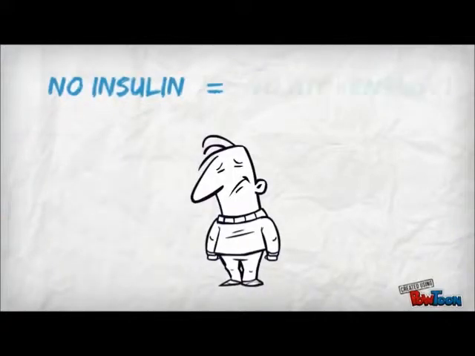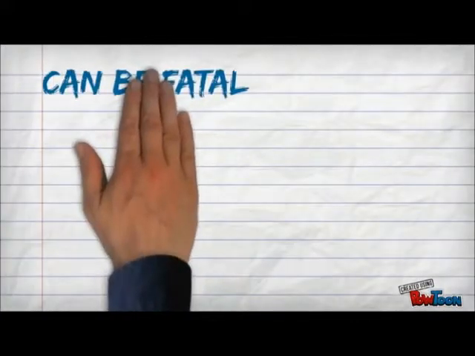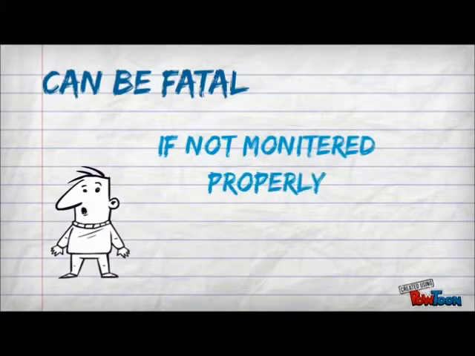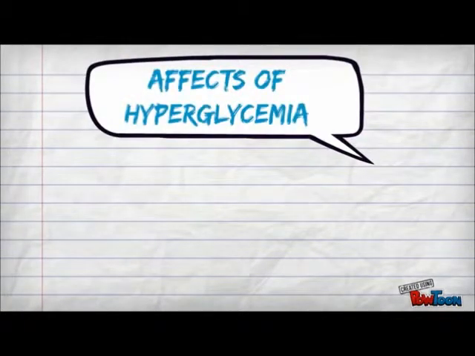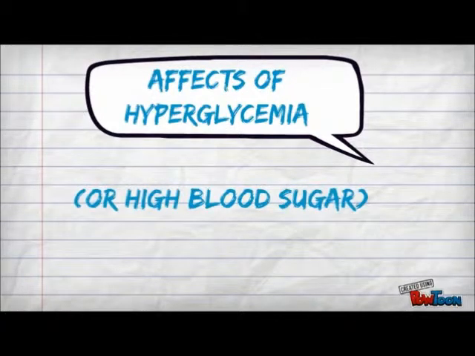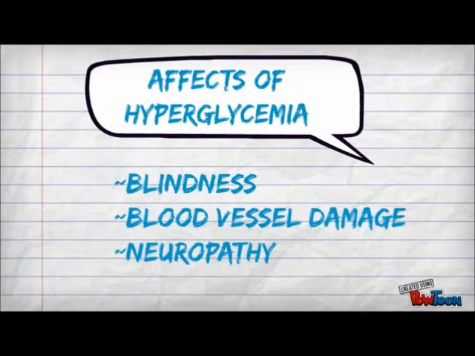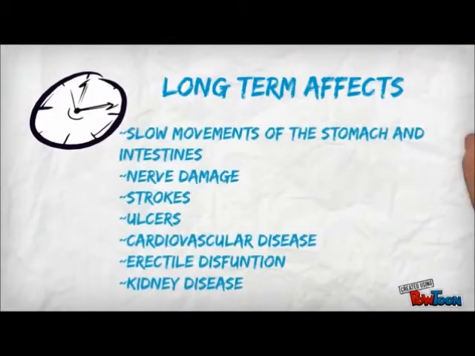Glucose is the energy and fuel source for cells. Therefore, without insulin, cells would not be able to produce ATP. For this reason, diabetes can become a fatal disease if not monitored and controlled. The effects of hyperglycemia, or high blood sugar, when not controlled, include blindness, blood vessel damage, and neuropathy. Other long-term effects of diabetes include slow movements of the stomach and intestines due to nerve damage, strokes, ulcers, cardiovascular disease, erectile dysfunction, kidney disease, and periodontal disease.